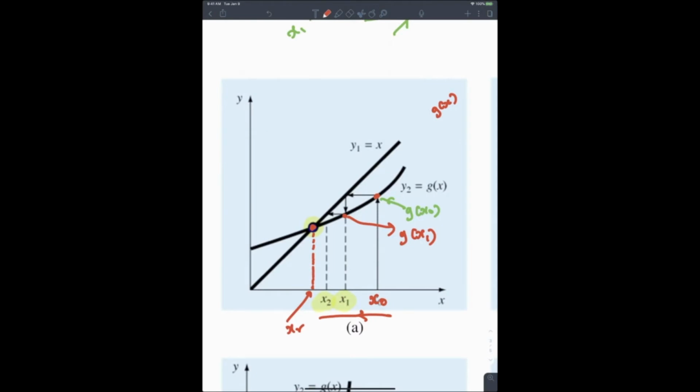That is a root. Why is that a root? Because x is equal to gx. The intersection is the root, because earlier it was fx is equal to 0. If fx is equal to 0, then when fx touches the x axis, that is the root. But when you have x is equal to gx, then when they both intersect, that is the root.